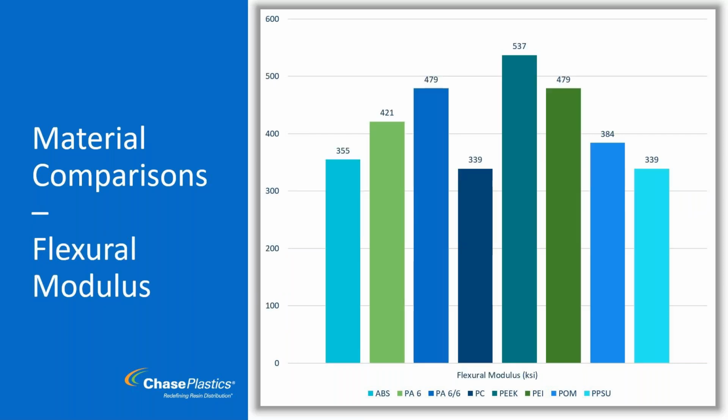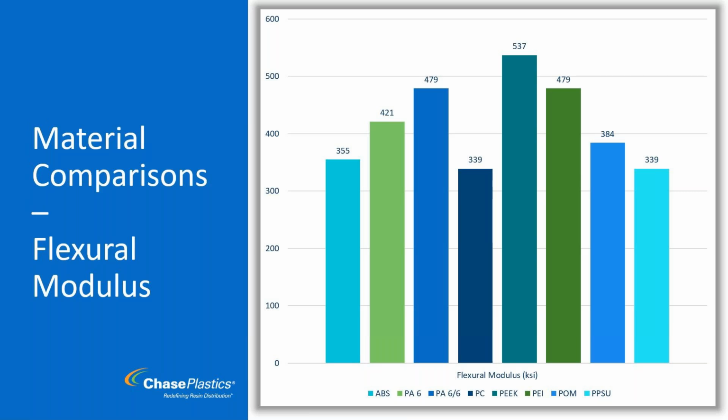And then your flex modulus. So again, modulus being your stiffness, how hard it would be to bend, something like that. You're going to look at your PEEK takes this one. It's a little bit stiffer than your PEI, but your PEI is still up there. It's a very stiff material. ABS had the lowest strength, but it does not have the lowest stiffness. Polycarbonate and PPSU are tied for the lowest stiffness of all the products, but all within a decent range between 339 and 537 thousand PSI or KSI in this case. So a good little spread, but all kind of within a decent range with one another.